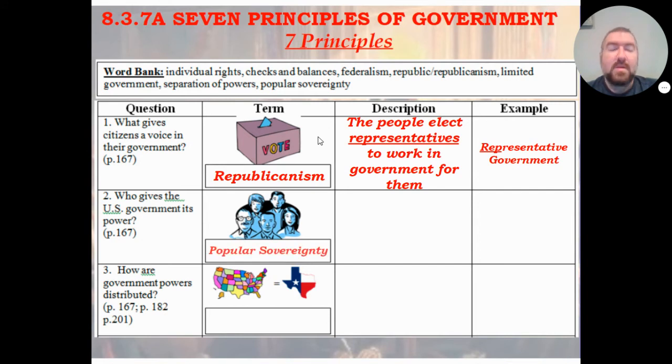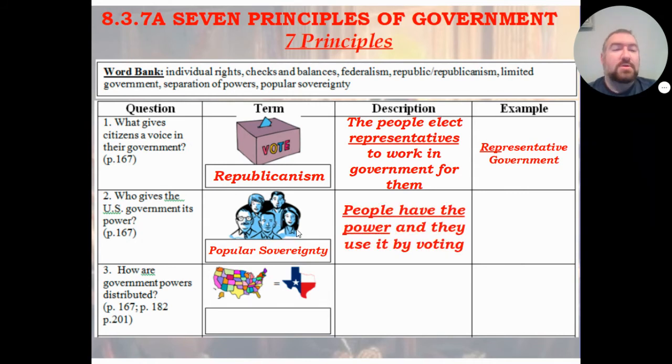Next, we have popular sovereignty, because once again, we've got a picture of all of these people, and the people are in charge. How are the people in charge? People have the power to run the government. They use it by voting. So one more time, the example of this is voting. The people choose their representatives, and if they don't like that representative, when the next election rolls around, they can choose a different representative. So that's how that works.